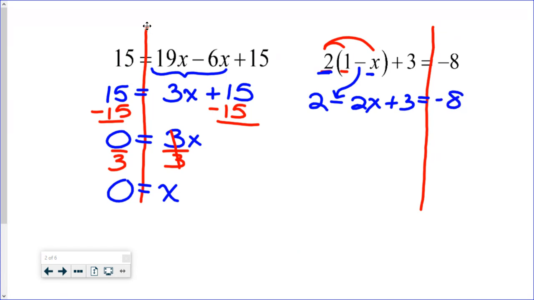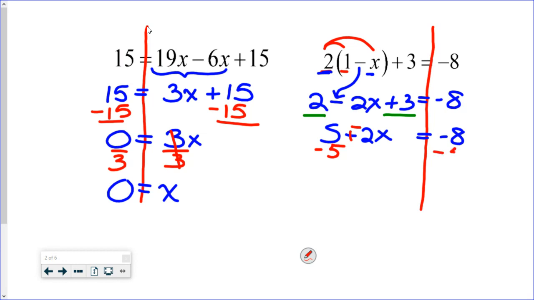Now I look, do I have any like terms? Yes, I do on the left side. I have 2 plus 3. 2 plus 3 is 5. Minus 2x keeps just staying there. Equals negative 8. Sorry, not minus 8. Now, keep change with the 5 minus 2x. Keep change, or else I might lose that 2x is actually a negative.